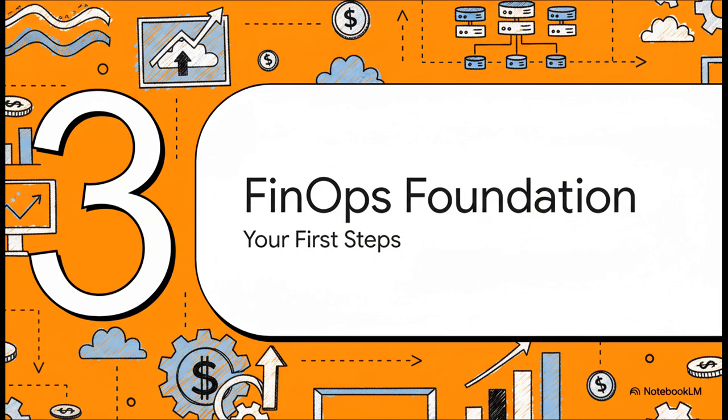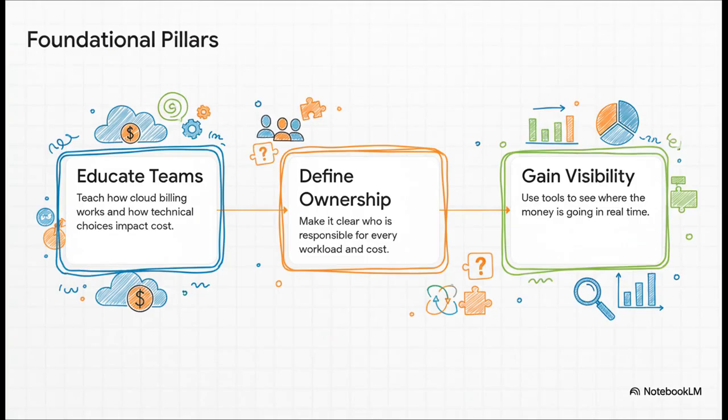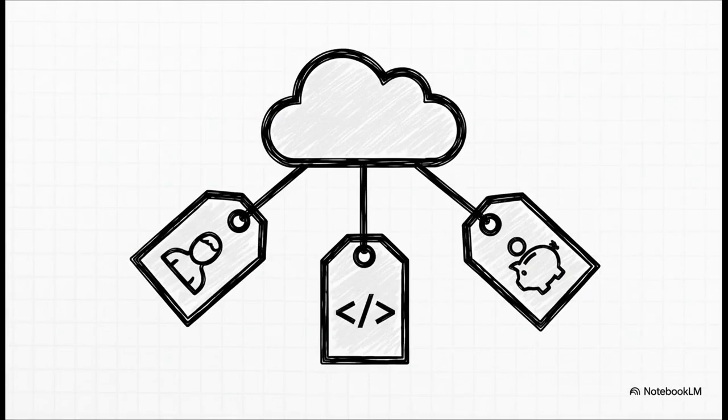So let's talk about building your FinOps foundation, those very first steps on the journey. The whole journey really begins with three pillars, and these are totally non-negotiable. First, you've got to educate your teams. People need to understand how the code they write, the choices they make, actually translates into real dollars and cents. Second, define ownership. This is huge. You have to make it crystal clear who is responsible for every workload, every cost. Because if nobody owns it, then nobody's responsible for it. And third, visibility. Plain and simple, you can't manage what you can't see. So how do you actually make ownership a real thing?